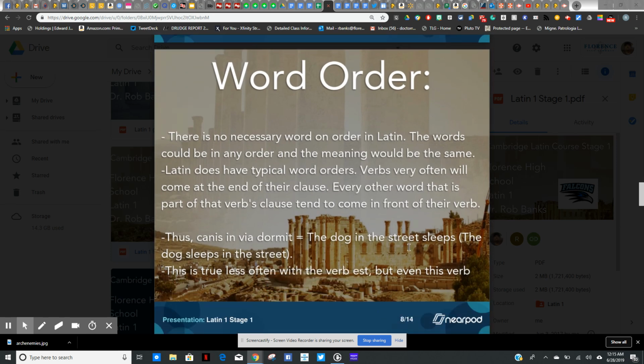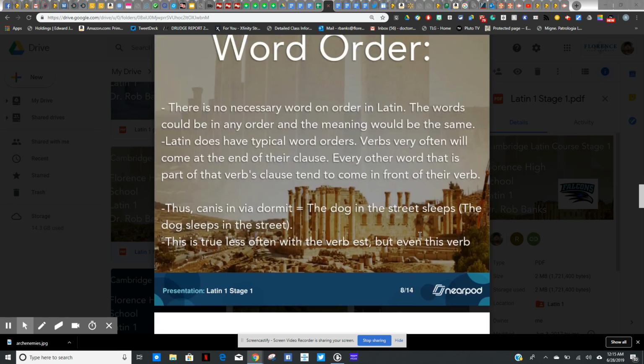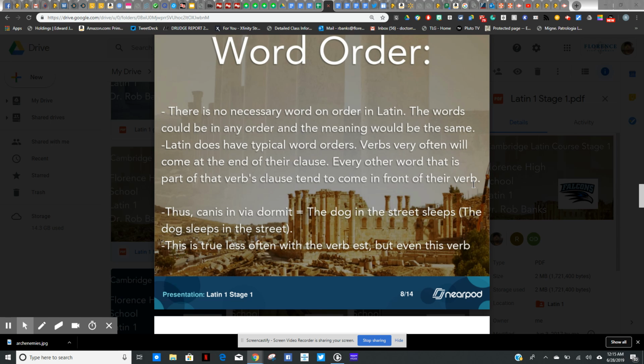You should know in Latin there's no necessary word order. The words could be in any order, the meaning will be the same, but it does have typical word orders, right? So it's not going to be that confusing. Verbs very often will come at the end of their clause. Every other word that is part of that verb's clause tend to come in front of the verb.